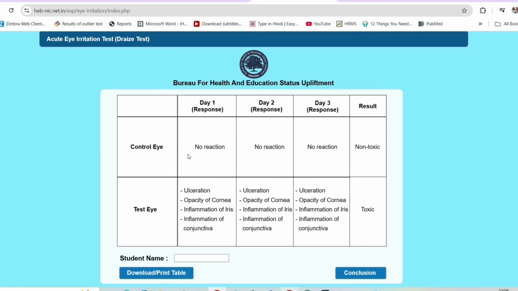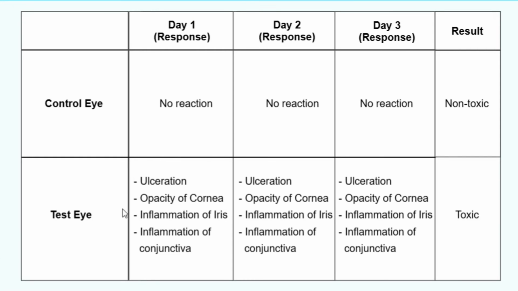In the control eye, every day there were normal reactions, non-toxic. In the left eye, the drug was tested, and on day 1 it is showing ulceration. When you are practically doing the experiment, it may not show a reaction on the first day, or sometimes it gives a reaction after 1 hour only. So in that condition we check all of these: ulceration, opacity of the cornea, inflammation of the iris, inflammation of the conjunctiva. All these things you have to check every day, day 1, day 2 and day 3.